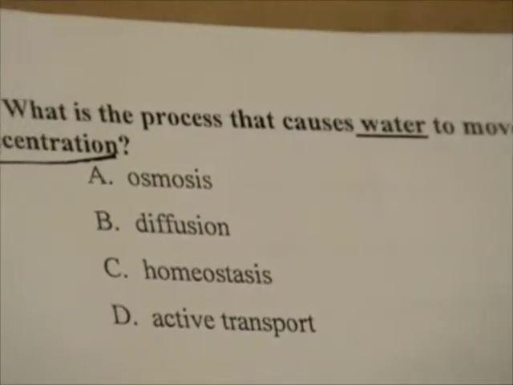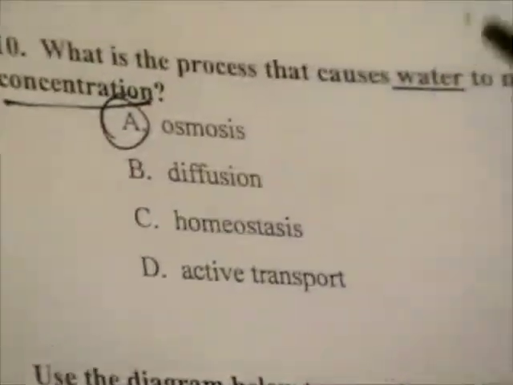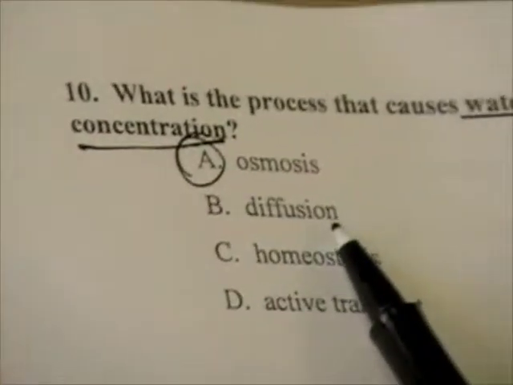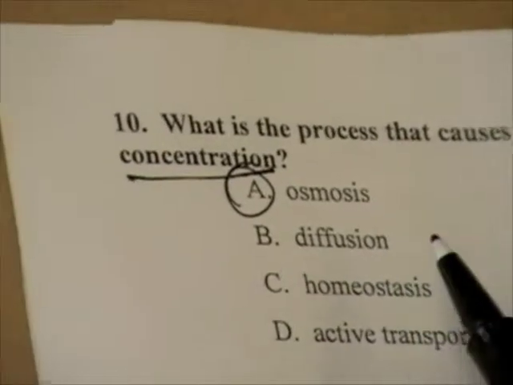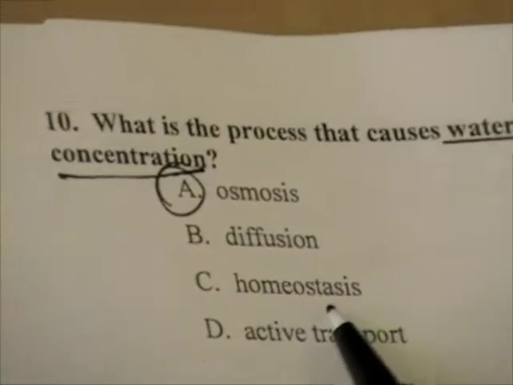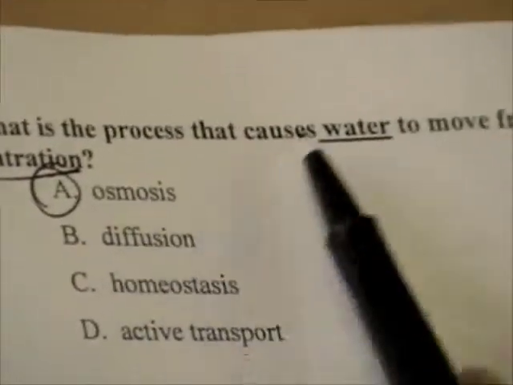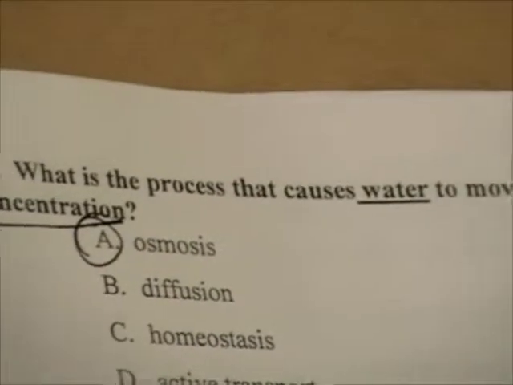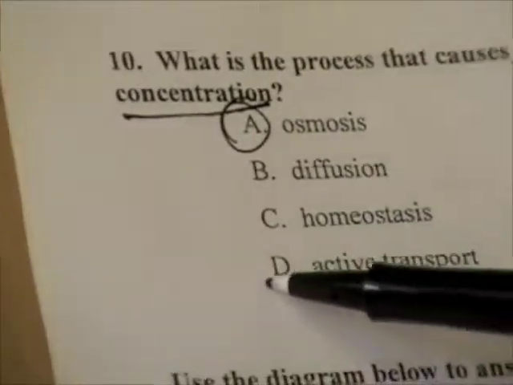Osmosis is diffusion, and it's diffusion of water. So that's a definite possibility. Diffusion, well, we're talking about moving from high concentrations to low concentrations, but diffusion can be other things too besides just water. So let's hold off on that. Homeostasis is balance, and osmosis happens to keep water balanced. But again, osmosis definitely just deals with water and moving from high concentration to low concentration. And we know that active transport needs energy, so it's definitely not active transport.